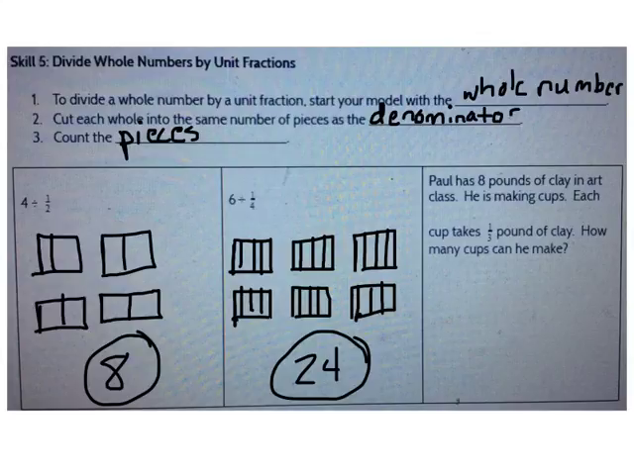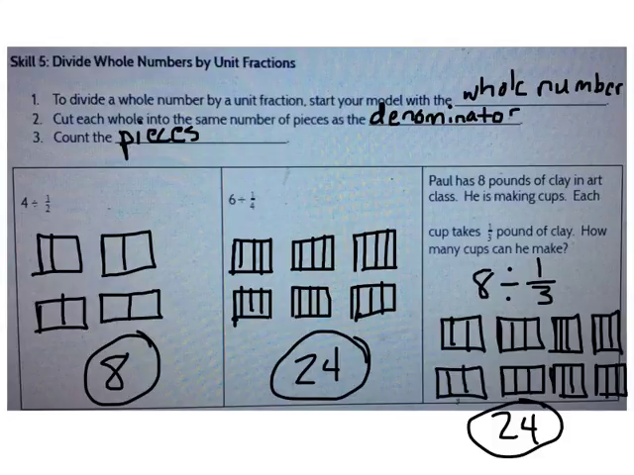Well, what's being split up in this problem? 8 pounds of clay is being split up. So I need to divide 8 divided by 1/3. Go ahead and do that now. Then enter your answer in the box. The correct answer is 24.